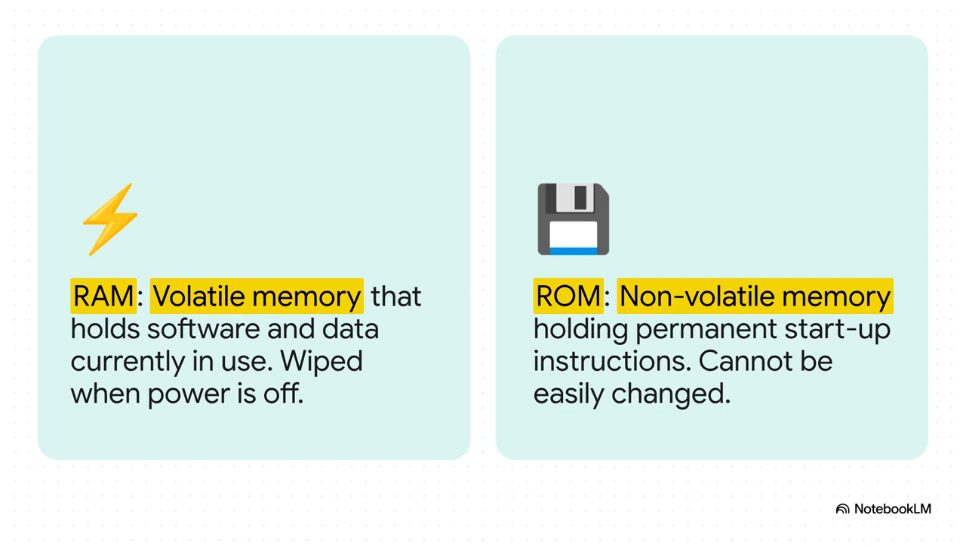RAM is kind of like your computer's workbench. It holds all the apps and files you're actively working on so you can get to them in a flash. But, and this is a big but, it's volatile. The second you turn the power off, that workbench is wiped completely clean. Poof, gone. ROM, on the other hand, is non-volatile. It holds the permanent, unchangeable instructions your computer needs just to boot up. It's like the little instruction manual that's baked right in.